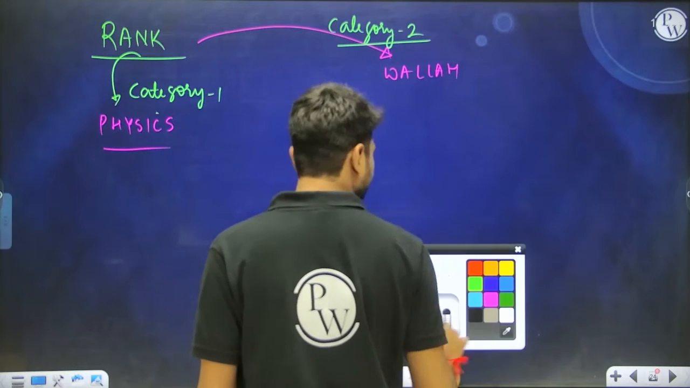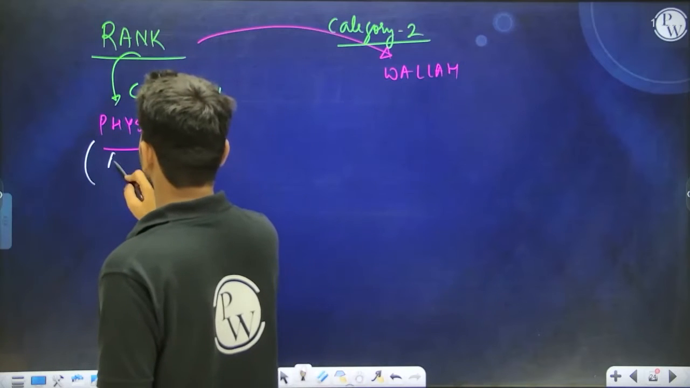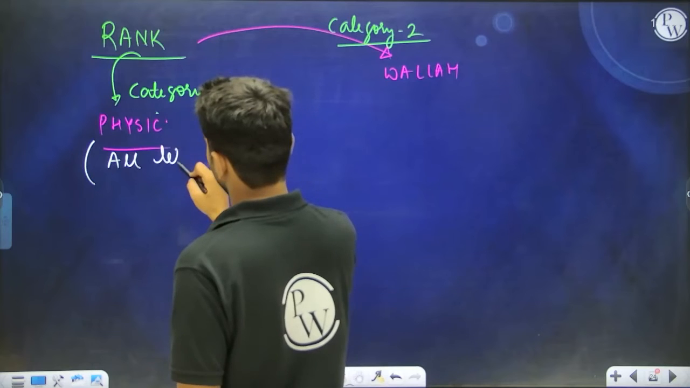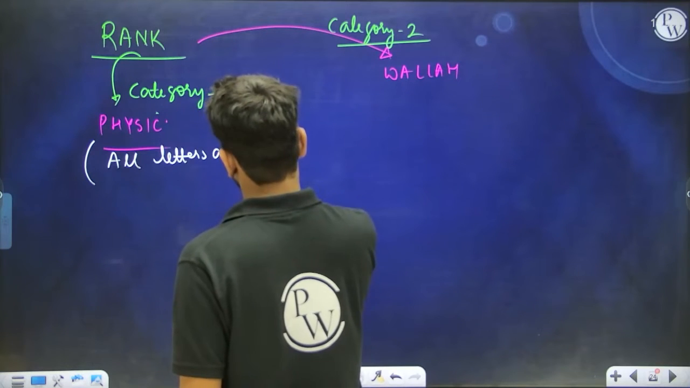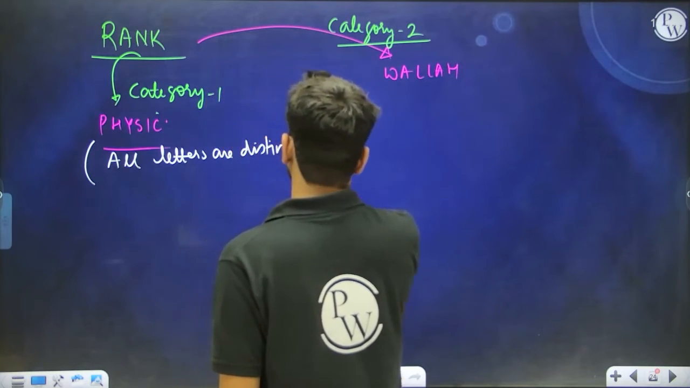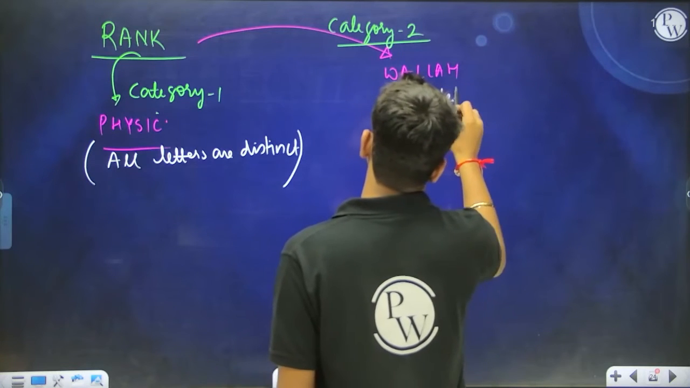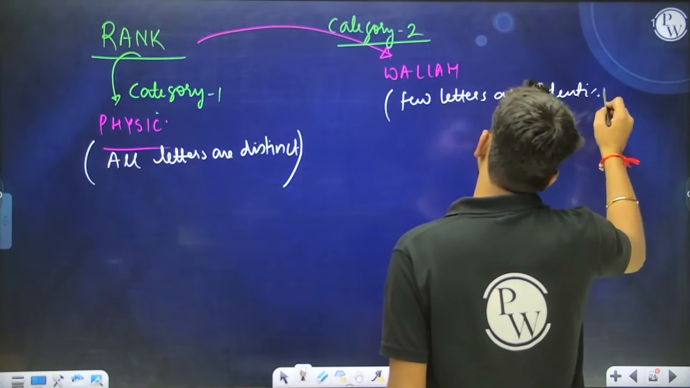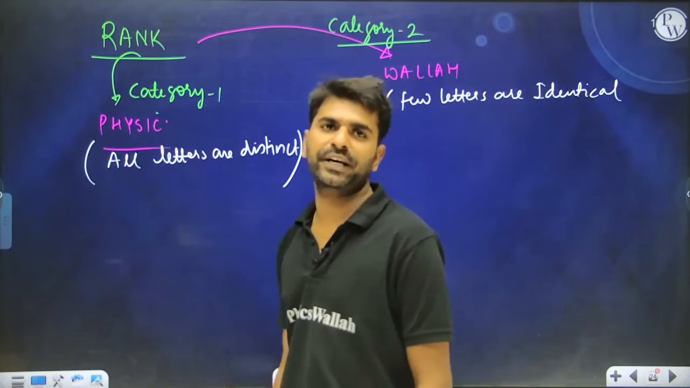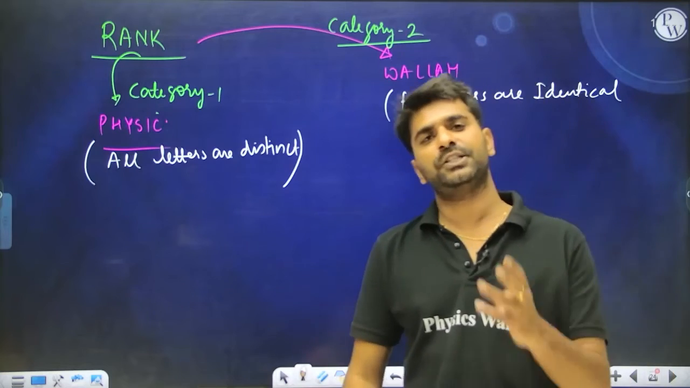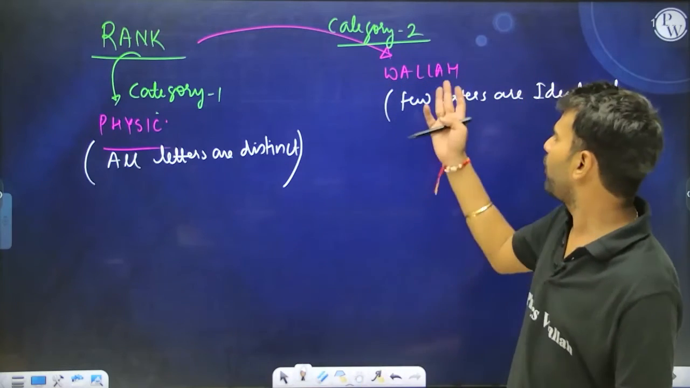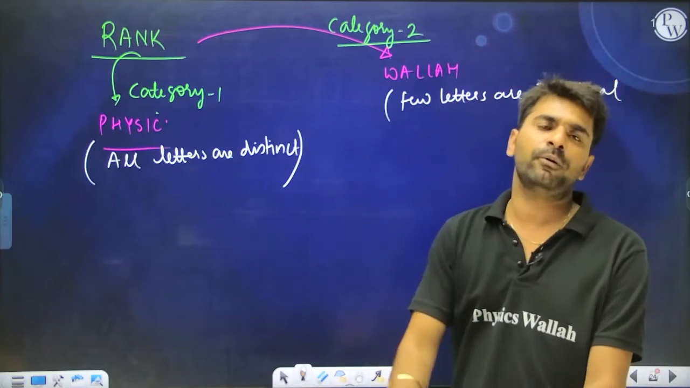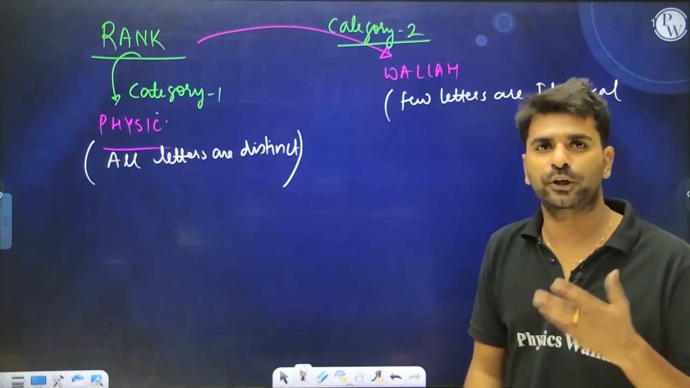The category 1 problem is the one in which all letters are distinct, like physics. And this is another category in which few letters are identical. If I ask you how many total words can be formed over here, you will say, sir, 6 distinct letters are there, so 6 factorial number of words can be formed. Over here, if I ask you how many 6-letter words can be formed, you will say, sir, 6 factorial by 2 factorial, 2 factorial, right?